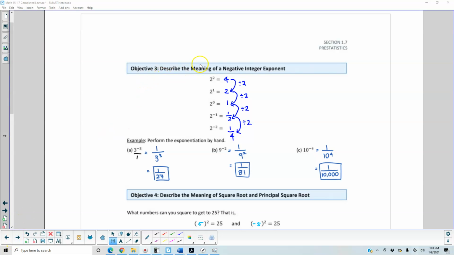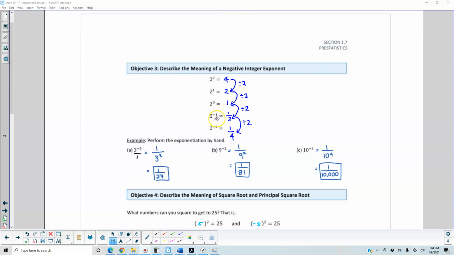Objective 3. Describe the meaning of a negative integer. If we have 2 to the second power, that is equal to 4. 2 to the first power is equal to 2. If we take 4 and divide it by 2, that gives you 2. 2 to the 0 power, we've learned that gives you 1. 2 divided by 2 gives you 1.